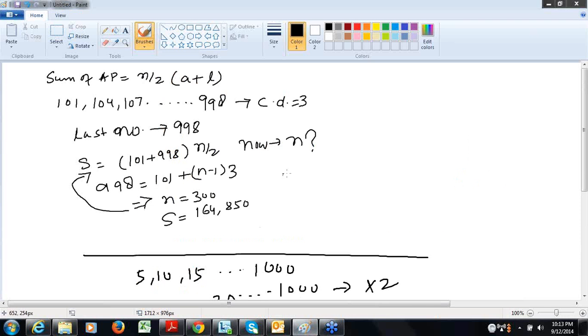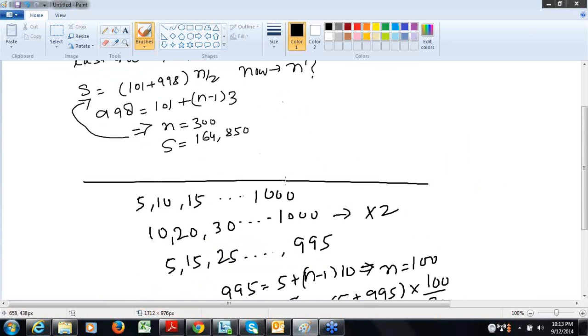Okay, so the numbers that are divisible by 5 will be what? 5, 10, 15, all the multiples of 5 till 1000. And now it is saying which are not divisible by 2. So out of these numbers, which will not be divisible by 2?